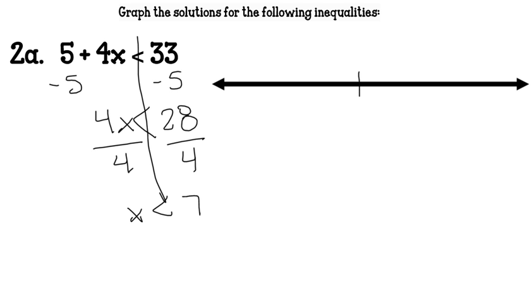So we make our number line here. And we do an open circle at 7, shaded to the left.